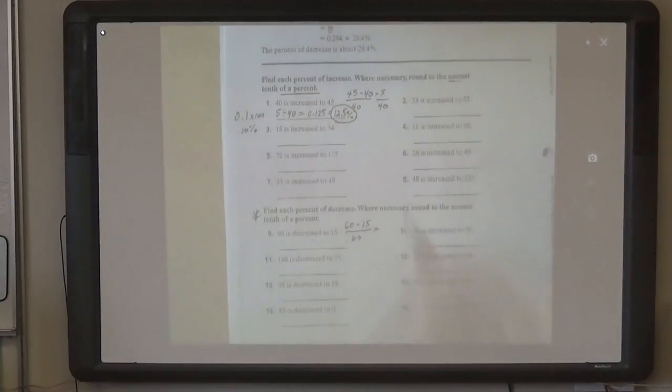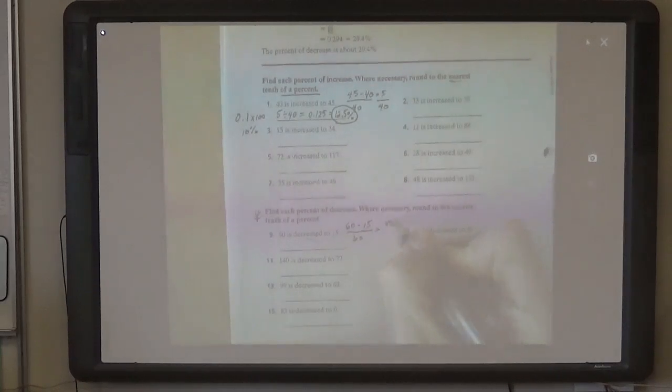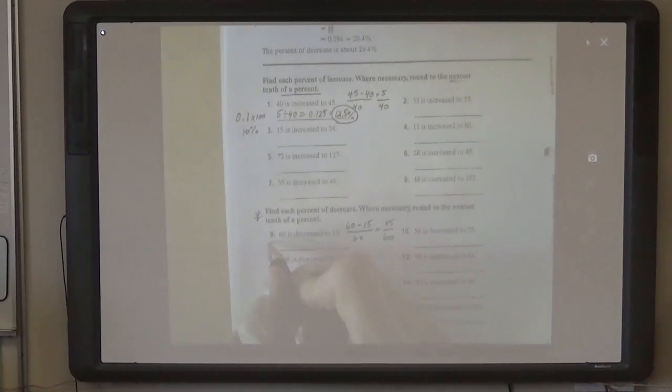What is the difference of 60 and 15? 45. Over 60. And then do 45 divided by 60, which equals 0.75. Times it by 100, and that equals 75.